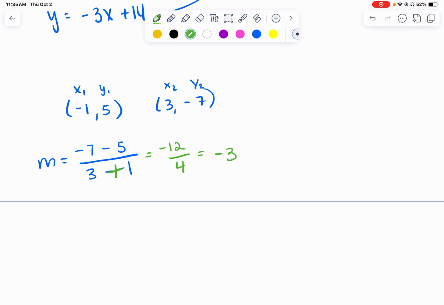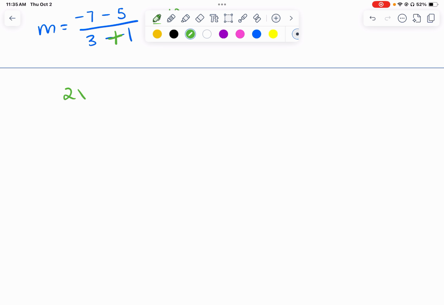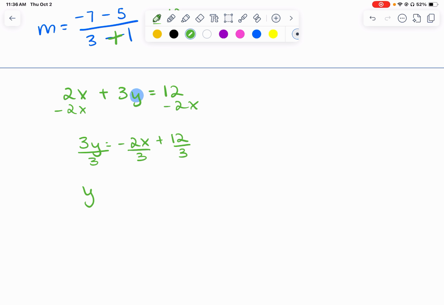Then we have to convert the problem 2x plus 3y equals 12 to slope-intercept form. So anytime you have to convert to slope-intercept form, you solve for y. So in order for us to solve for y, we have to first move the x term. So we're going to subtract 2x on both sides. And we get 3y is equal to -2x plus 12. And we're going to divide both sides by 3. And we get y equals -2/3 x plus 4. And that would be how we would rewrite it into slope-intercept form.